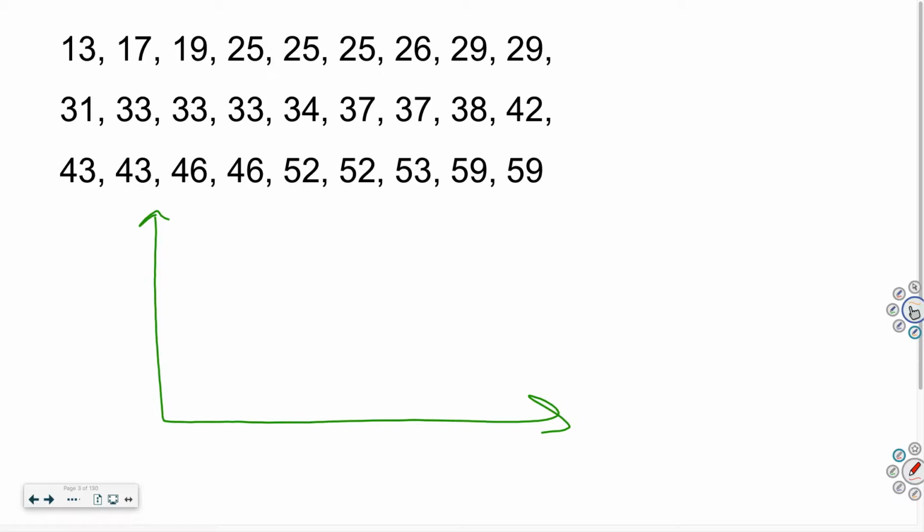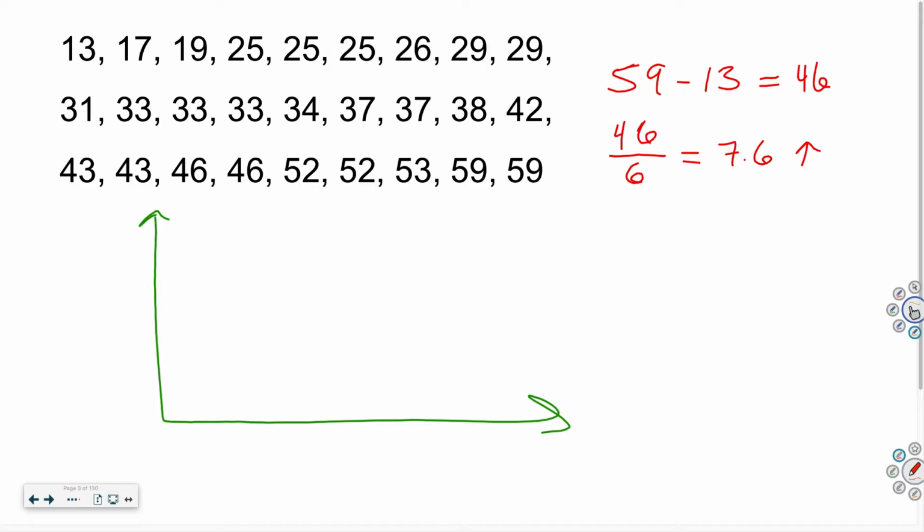How you get yourself set up with a histogram is you put your data set in order. You're going to take your highest number minus your lowest number. Okay, what's 59 minus 13? Okay, 46. All right, and then we'll take 46 and we'll divide it by 6. You get what? 7.6. Okay, and almost always we'll round up.